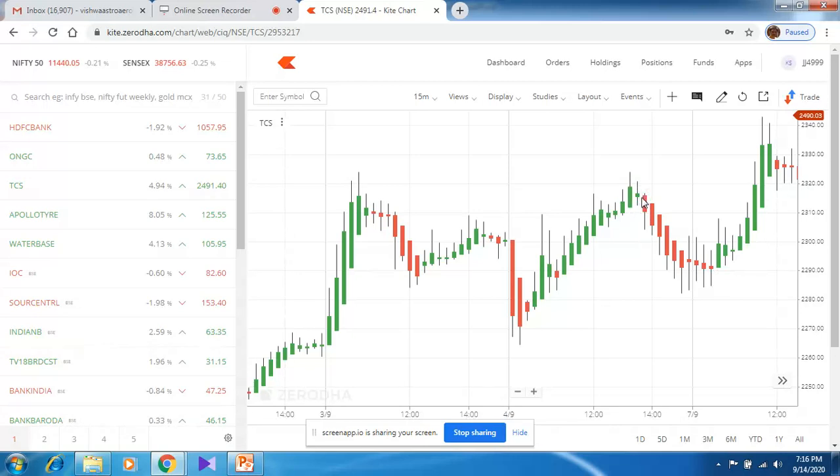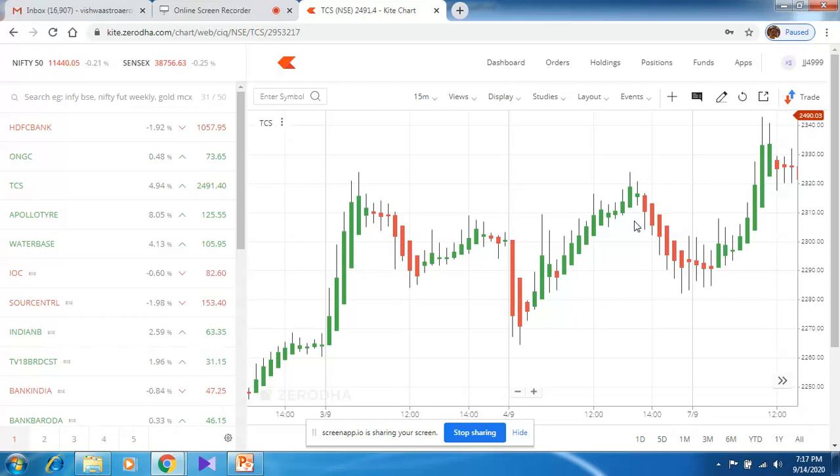A doji candle is simply a small, thin candle with two long wicks on either side. This is called a doji candle. Basically, it is used to identify the trend. It is only used for trend identification.